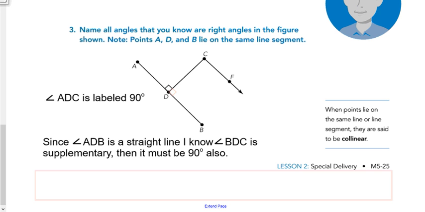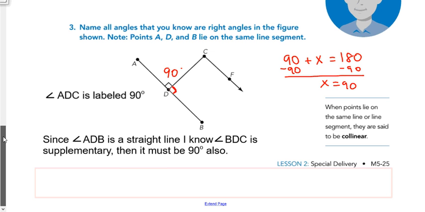So since this was given to us as 90 degrees, and since we know that this is a straight line, we know that a straight line must be 180 degrees. So this angle right here, plus this 90, should be 180 degrees. So if you subtract 90 from both sides, we know that x is equal to 90 degrees. And that makes this a right angle.